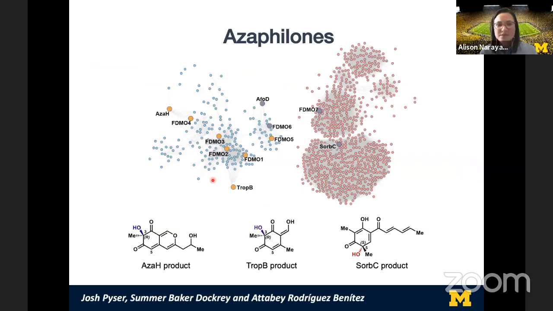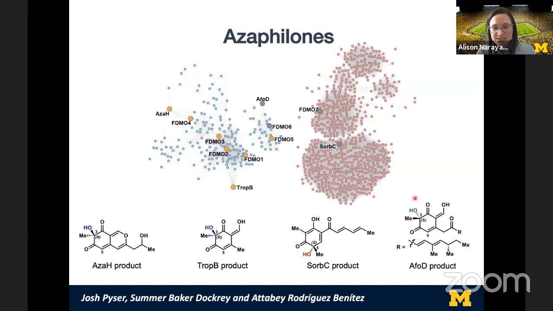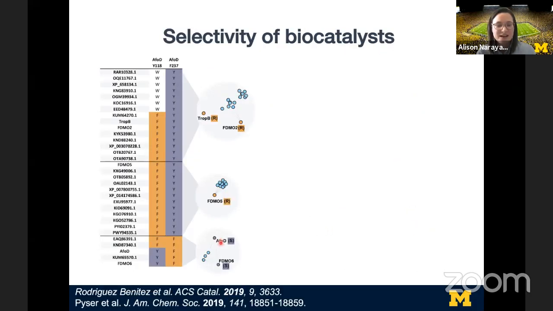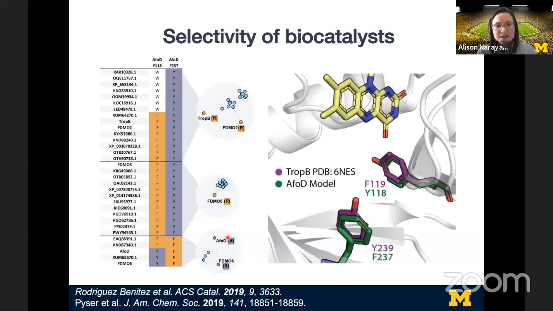So this diagram is called a sequence similarity network, and it represents the sequences that are known in publicly available databases that are most related to these enzymes that we had studied. So from this data, we could start to think about sequences that are highly related to things like SORB-C, TROP-B, and AZA-H. And ultimately, we wanted to find a catalyst that could install this C3 stereocenter with the S configuration. And so we were able to identify an enzyme that did that as we profiled the activity of a whole series of these enzymes, and ultimately found that there were trends when we looked at the sequences of the enzymes that would give us the R configuration in this dearomatization versus the S.